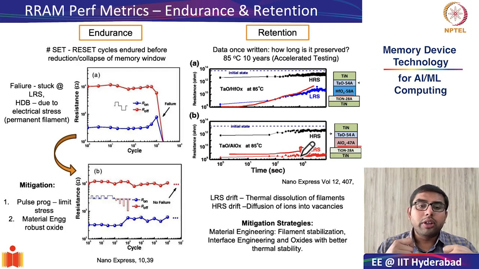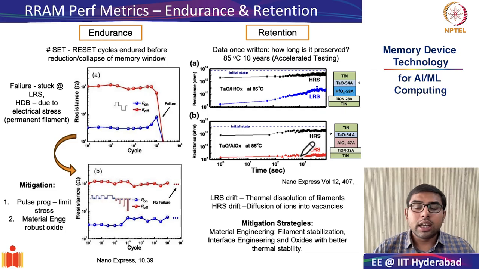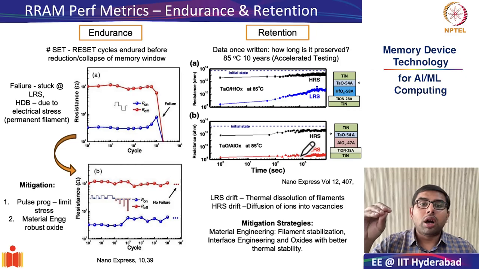This is because the primary mechanism of drift in resistance with time, when the device is in low resistance state, is due to the thermal dissolution of the filament. Let's recall that in VCRAMs, the spatial distribution of oxygen vacancies was the reason for this conductive filament, and if you allow the filament to stay at elevated temperatures, there is a chance that these filaments may dissolve due to thermal diffusion of oxygen atoms from neighboring regions.